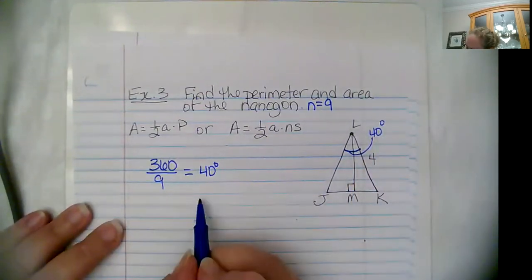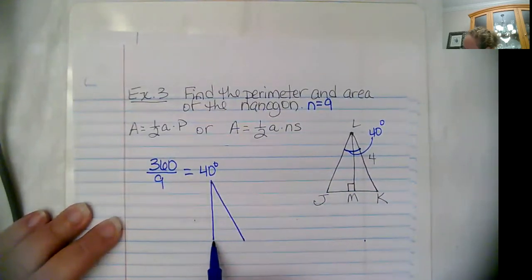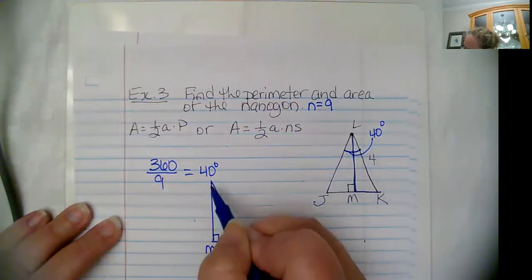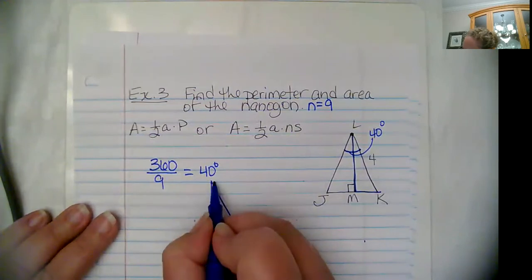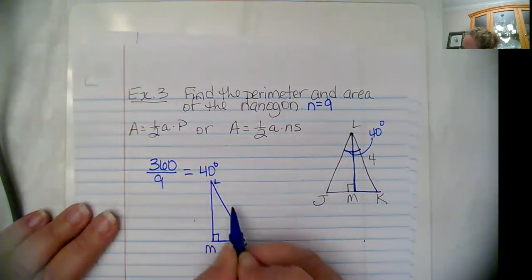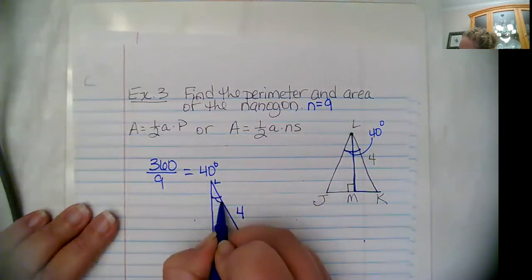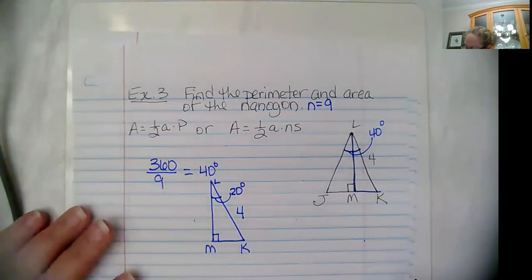So now that's going to help us focus on the one triangle, which is MK, because this is 90 degrees. So we're going to focus on this one right here. This side right here is the apothem. And this is L, we know the hypotenuse is 4. We know this degree right here is 20 degrees because it's half of the 40.